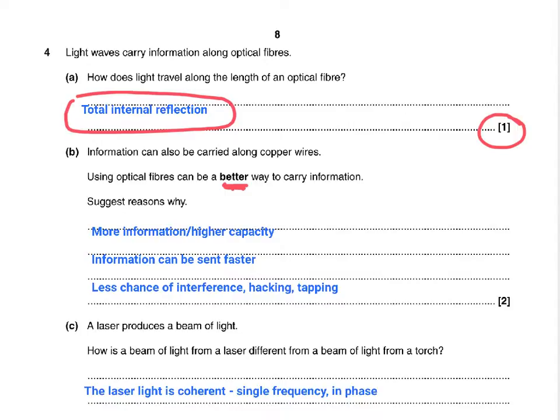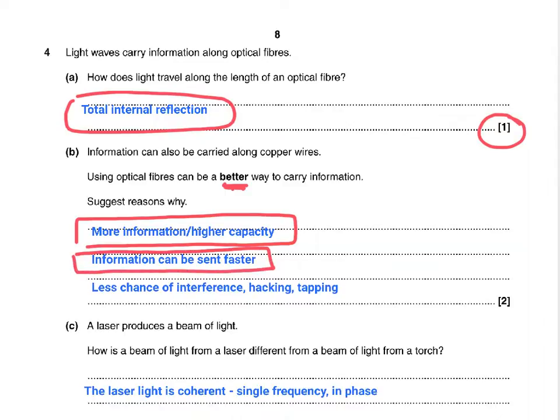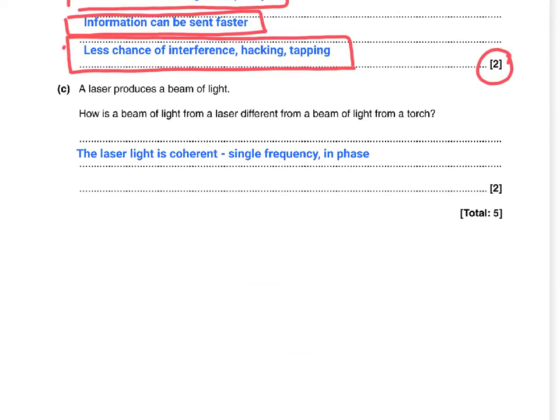Well, we know that they can carry more information, or they have a higher capacity. We know that with optical fibers, information can be sent faster. Okay, and we know also that there's less chance of interference with those signals, but also there's a chance that somebody can tap into your line and hack it, basically. But we only need 2 of those, because it's only worth 2 marks.